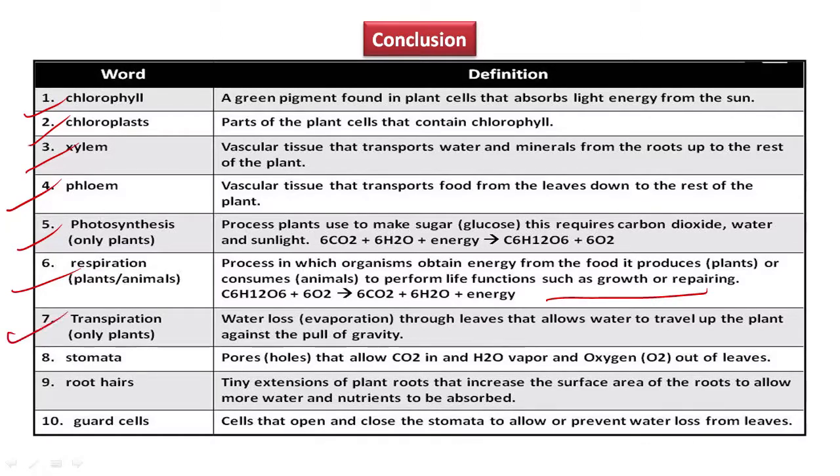Transpiration is water loss. Stomata are tiny holes present in the leaves that allow carbon dioxide in and water vapor and oxygen out of the leaves. Root hairs are tiny structures present in the plant roots which increase the surface area of the root to allow more water and nutrients to be absorbed from the soil. And guard cells open and close the stomata to prevent water loss from the leaves.